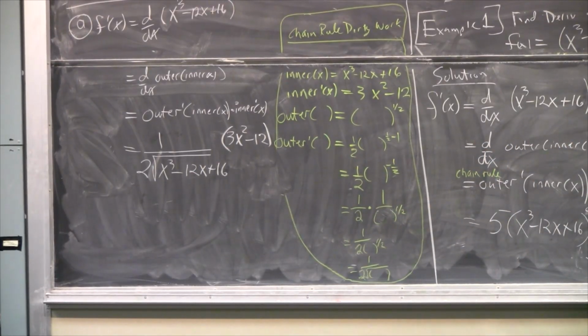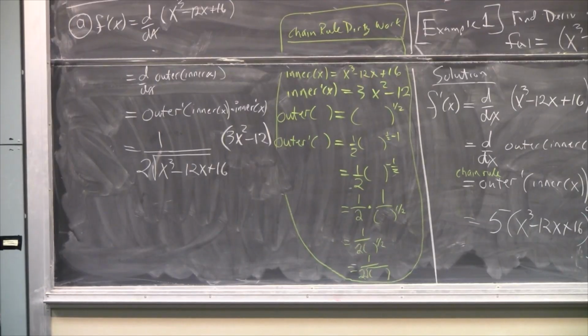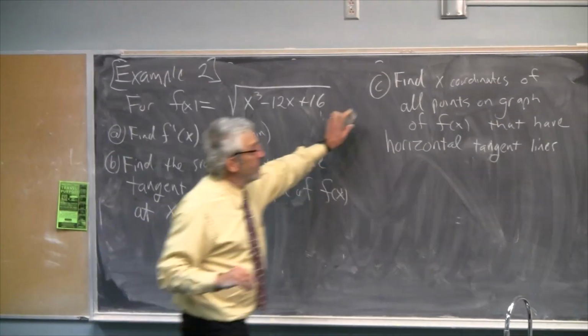All right, so that's question A. So I'm going to let you work for a few minutes on this. Find the slope of the line tangent to the graph at x equals 0, and then also find the x-coordinate slope.